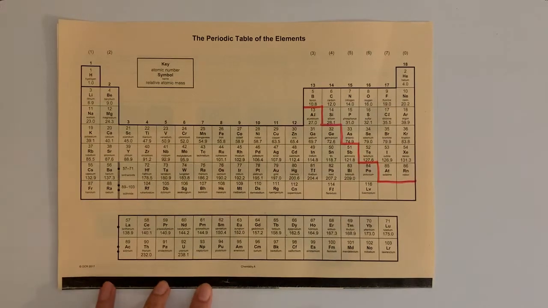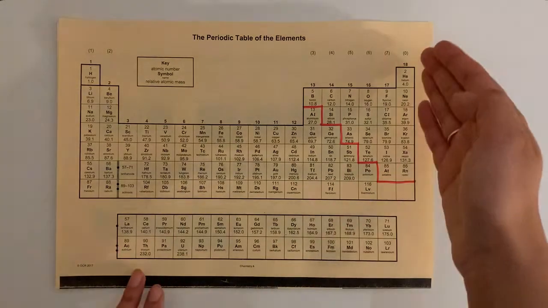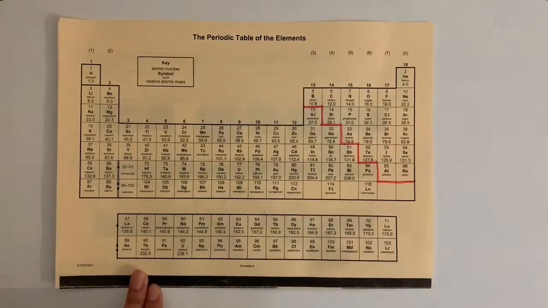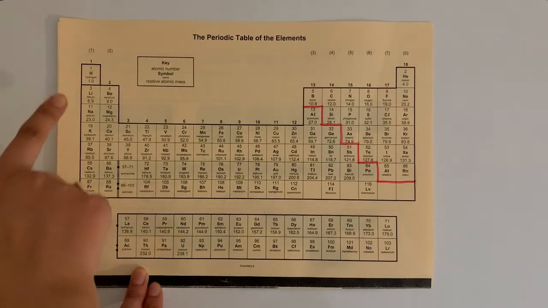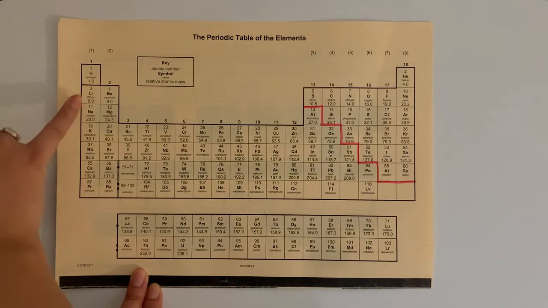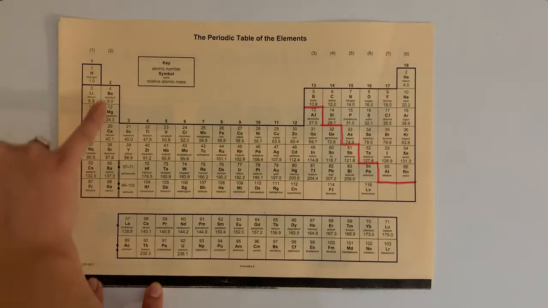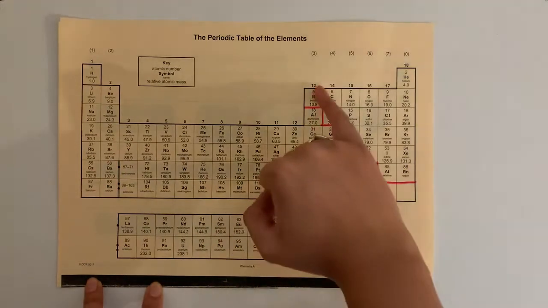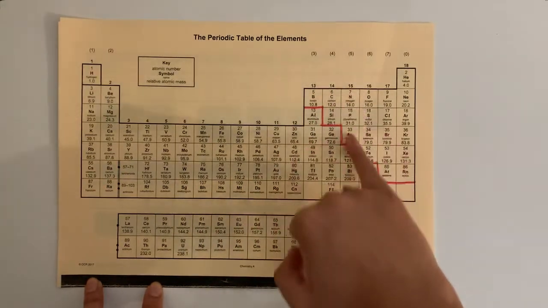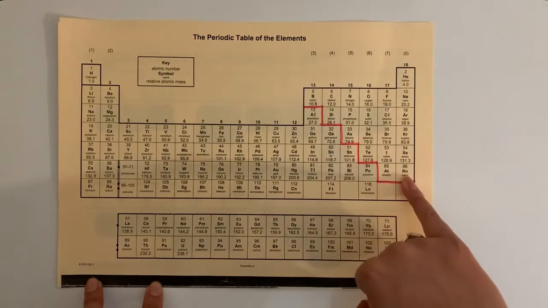The other thing that we need to know is what groups and periods are. Let's look at groups first. Groups are essentially columns on our periodic table. Over here we have group 1. Hydrogen is technically not a group 1 element. So this column over here is the group 1 metals. This is group 2, group 3, 4, 5, 6, 7, and this is our group 0.